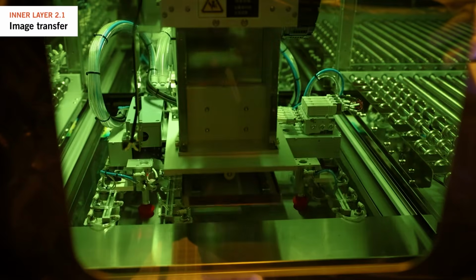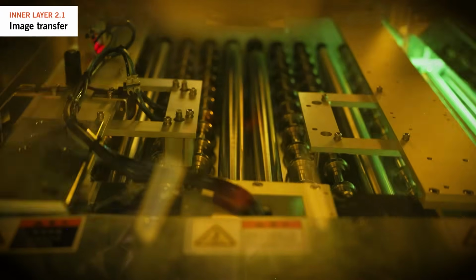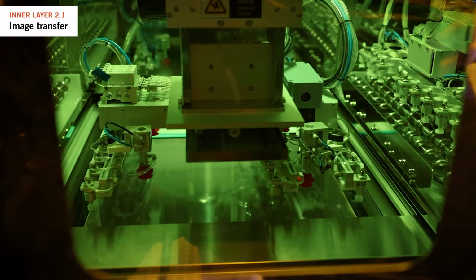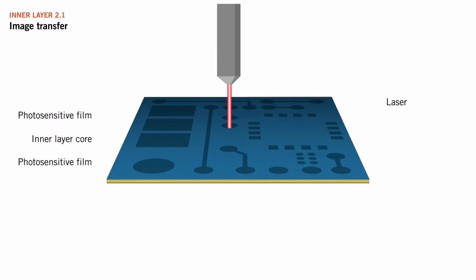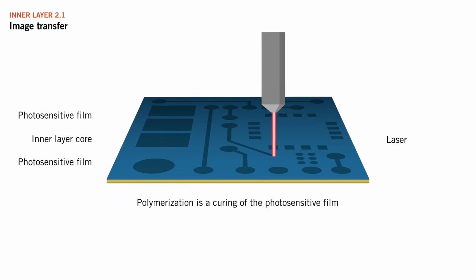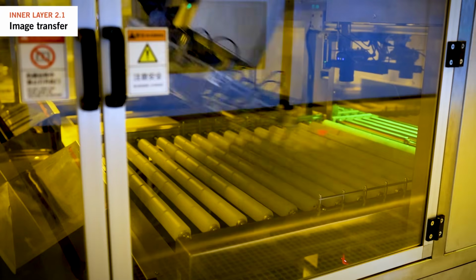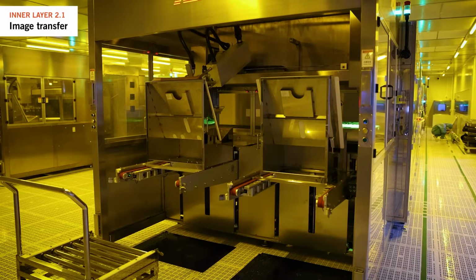The second method is laser direct imaging, which is increasingly popular. It offers improved registration of the pattern and better definition of the smaller features, especially useful for the more complex designs. This principle is somewhat similar to the previous method, where the laser contacts the film, it polymerizes the film, creating a pattern that matches the desired circuitry. In both methods, the polymerized film stays on the panel for the next process.